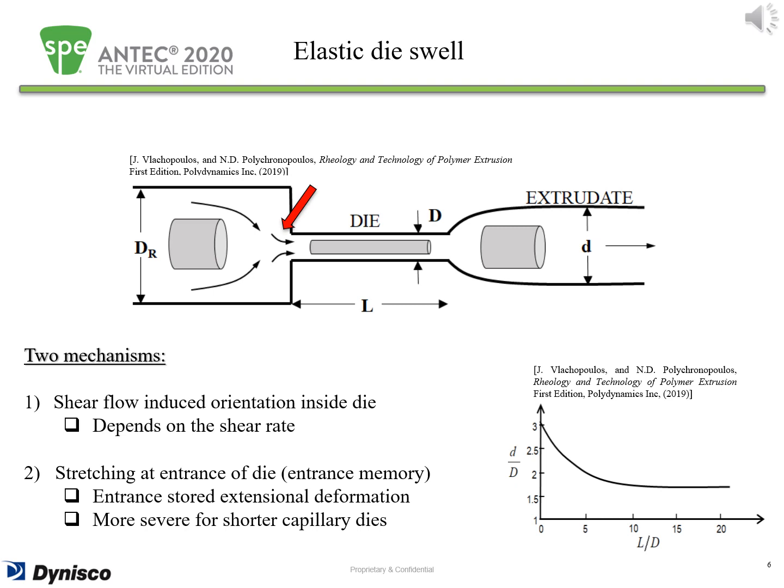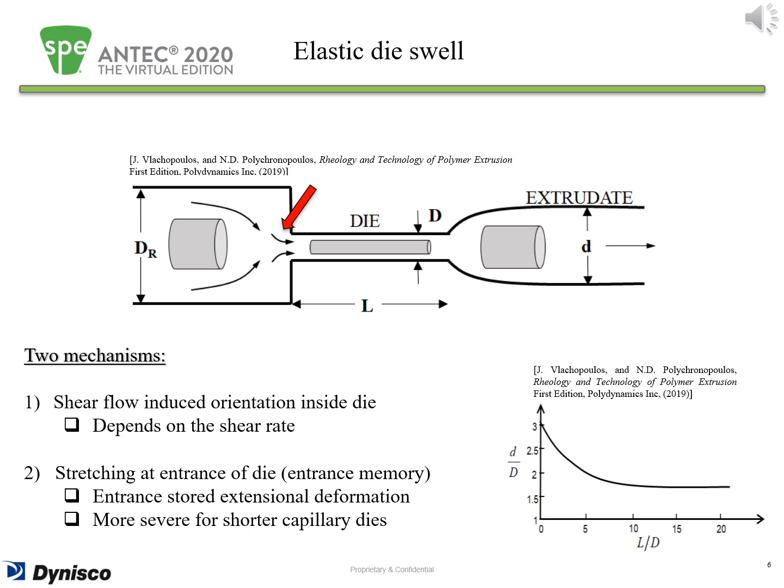In this work, we focused on two of these sources. One of the sources that originates elastic die swell is the shear flow induced orientation inside the die, which mainly depends on the shear rate that polymer faces inside the capillary. Shearing in the die produces a moderate degree of axial orientation, and this will lead to a certain degree of extruded swell. The other main source that originates elastic die swell is the stretching at the entrance of the die.